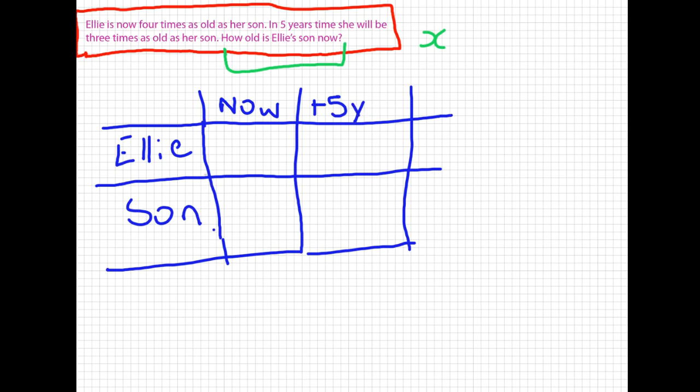Okay, so how old is Ellie's son at the moment? Well, that's what we're trying to work out, and that's what we've called x. So x. Now, at present, how old is Ellie? Well, let's have a look at our problem again. Ellie is now 4 times as old as her son. So if her son is x years old, and Ellie is 4 times as old as that, then at the moment she is 4x.